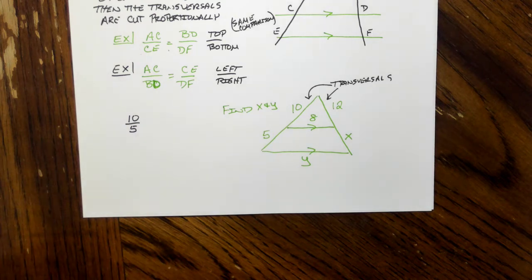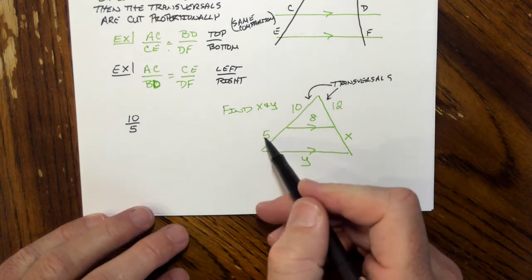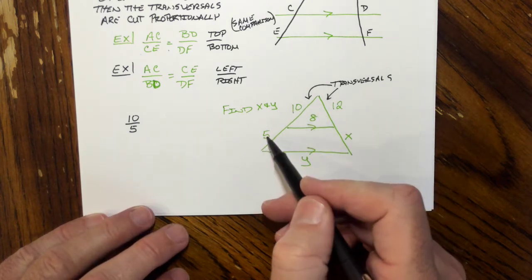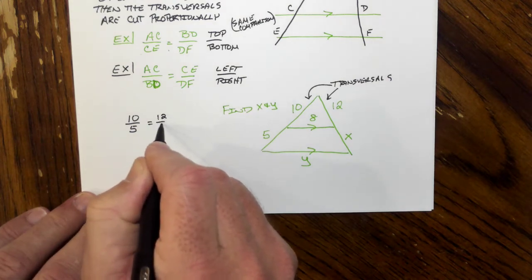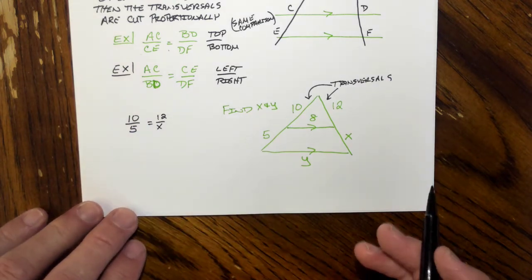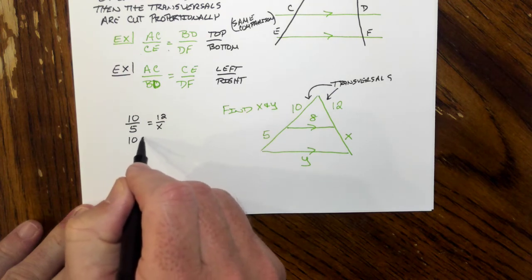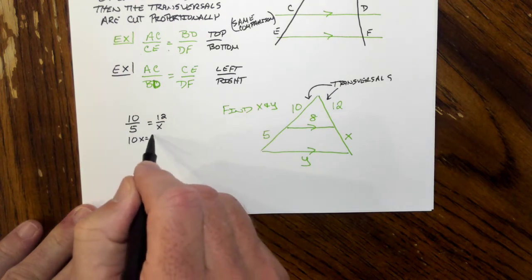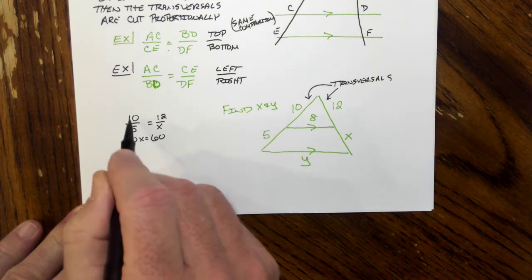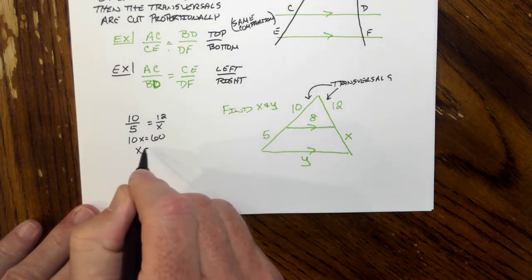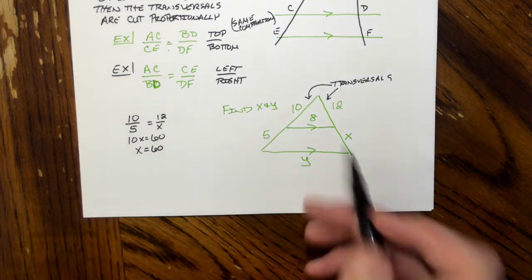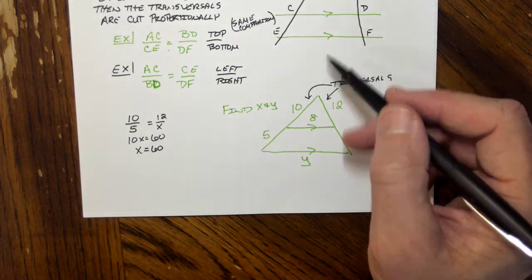Sorry about that, had to pause. So as we're setting this up, here's our transversal being cut 10 to 5. So I'm comparing top to bottom. Here's my other transversal. I'm going to be going top to bottom. So that's going to give me 10x equals 60. Now some of you might have seen divided by 2 to get the denominator. Same deal. So there's the parallel lines cut by transversal.